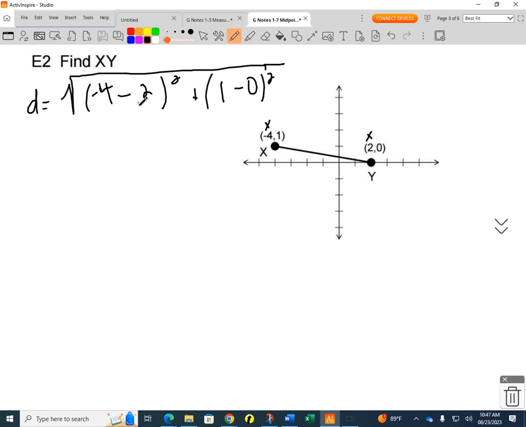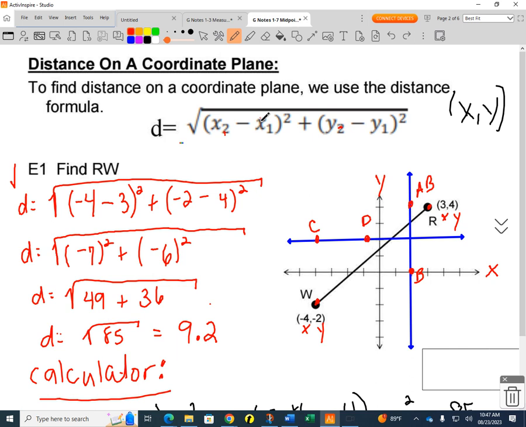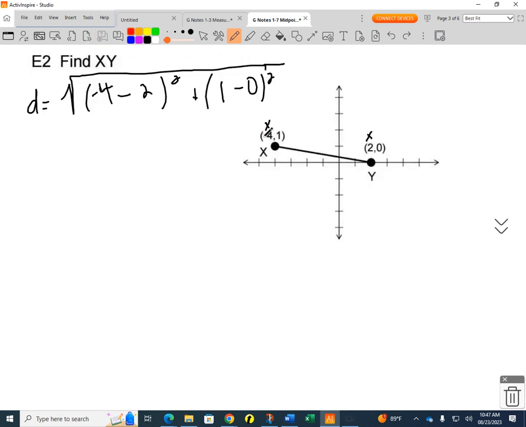X coordinate minus x coordinate plus y coordinate minus y coordinate. And each of those are squared. So far, so good? So the formula is the coordinate minus the coordinate, right? So let's make sure I get it right. So the x coordinate is negative 4 minus 2, right? The y coordinate is 1 minus 0. Make sense? Okay. So now here's where we can just do it on the calculator.